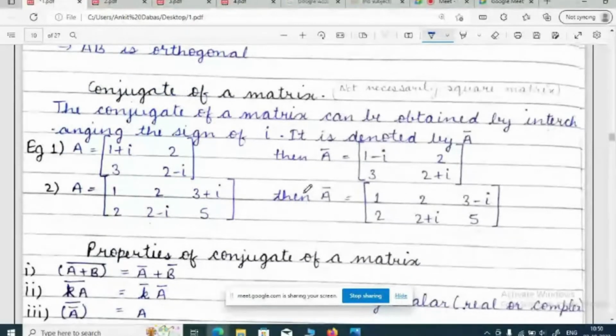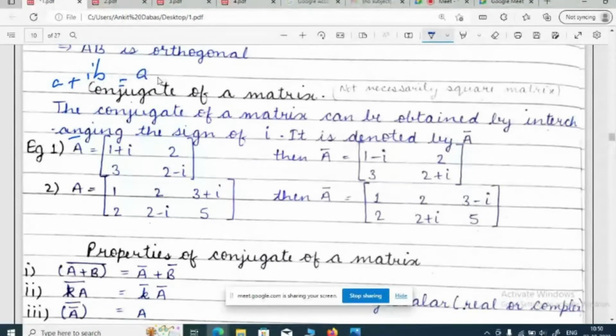Next, we have the conjugate of a matrix. In case of complex numbers, for any number A plus iota B, its conjugate is equal to A minus iota B. That is, we change the sign of iota. Similarly, while taking conjugate of a matrix, we take conjugate of each of the entries of a matrix. For example, here we had 1 plus iota. So if we are taking conjugate of A, we will change the sign of iota here. We will get 1 minus iota.